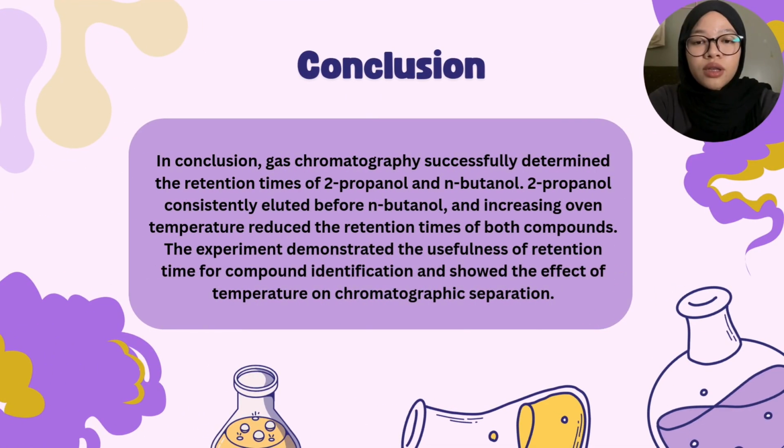Lastly, to conclude, gas chromatography successfully determined the retention times of 2-propanol and n-butanol. 2-propanol consistently eluted before n-butanol, and increasing oven temperature reduced the retention times of both compounds. The experiment demonstrated the usefulness of retention time for compound identification and showed the effect of temperature on chromatographic separation.